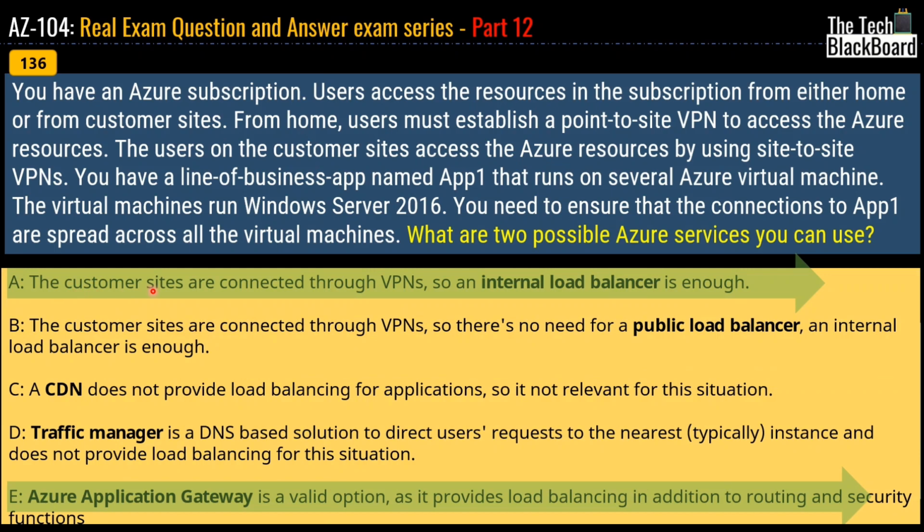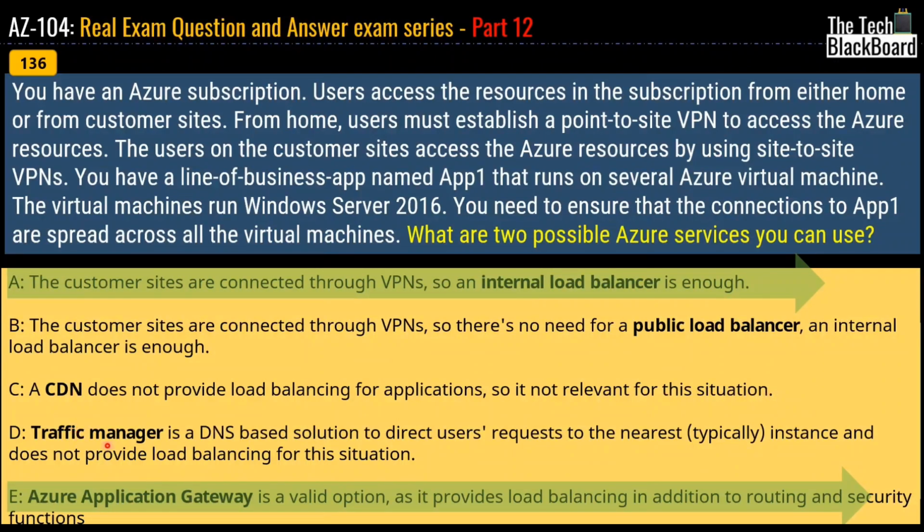You can see the customer sites are connected through VPN, so an internal load balancer is enough, and that's why we have picked it as a correct answer. Now for option B, it says that the customer sites are connected through VPNs, so there is no need for a public load balancer and an internal load balancer is enough, and that's exactly what we saw in option A. Similarly, a CDN does not provide load balancing for applications. So that is also not relevant for this situation.